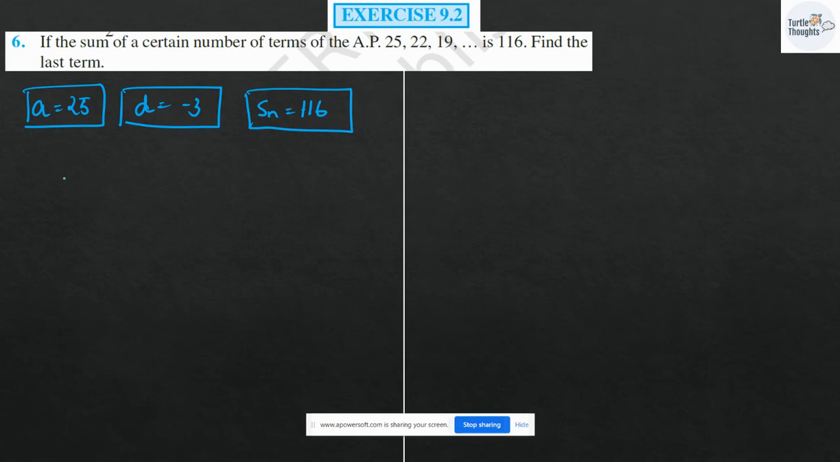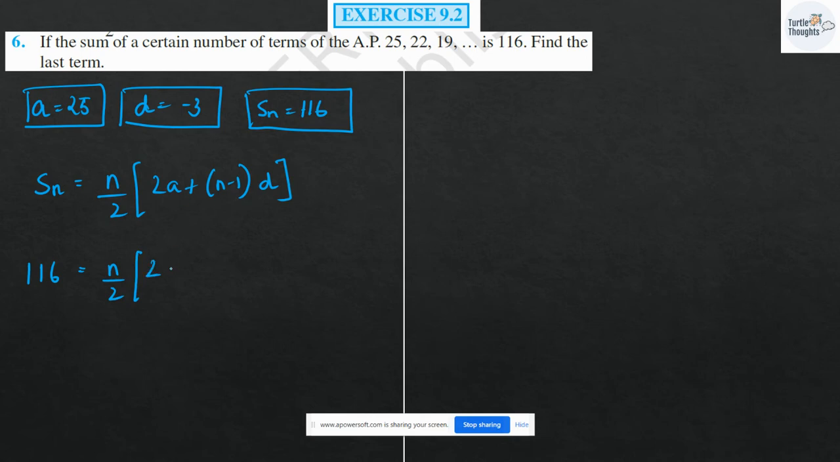Let me write the Sn formula. Sn is n by 2 multiplied by 2a plus n minus 1 into d. This is the formula for Sn. Sn is given as 116. So 116 will be equal to n divided by 2 multiplied by 2 into a, which is 25, plus n minus 1, and n I don't know, so I will keep it as it is.